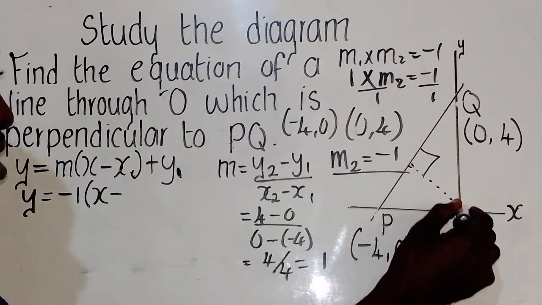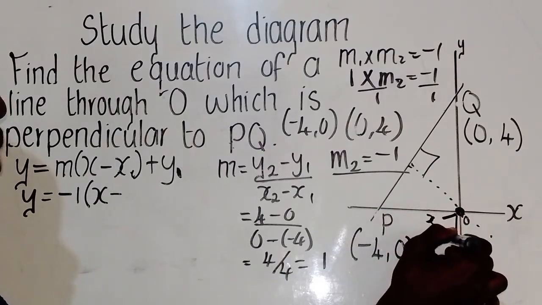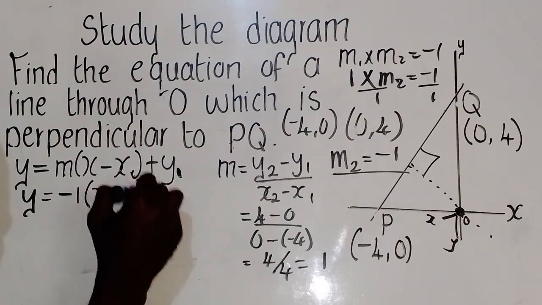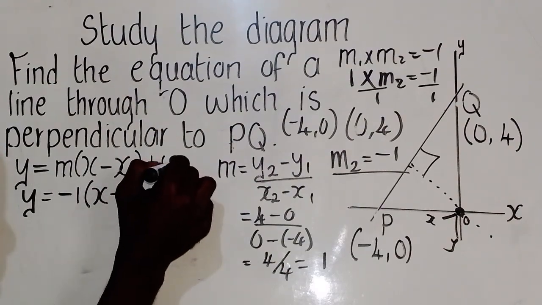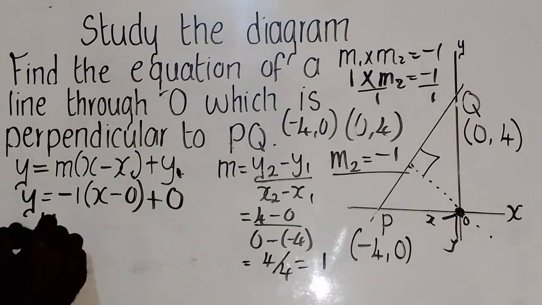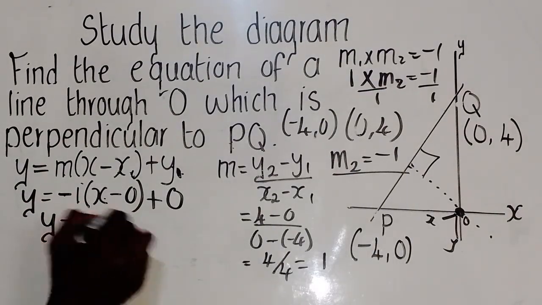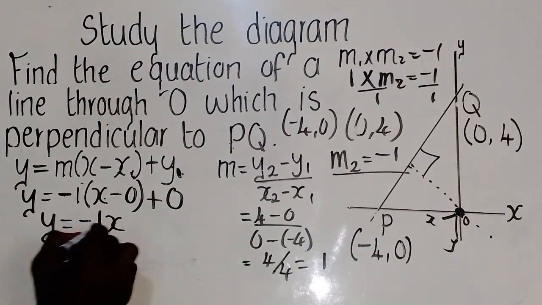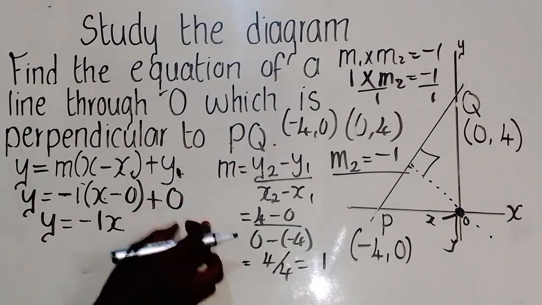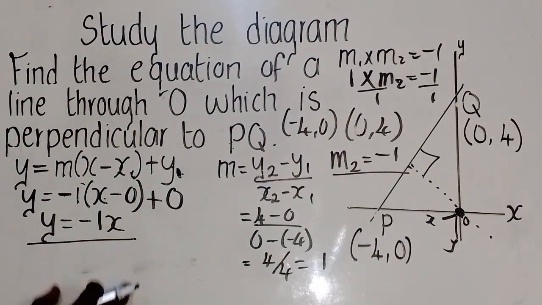So we know that at this point where it is passing, x is equal to 0 and y is equal to 0. So meaning that where there is x1, you put 0, you put a plus. Again, where there is y1, you put 0. So now it will be y equal to negative 1 times x, it is negative x. Again, negative 1 times 0 is 0. So plus this 0 again is going to give me a 0. So meaning the answer should be this one here.